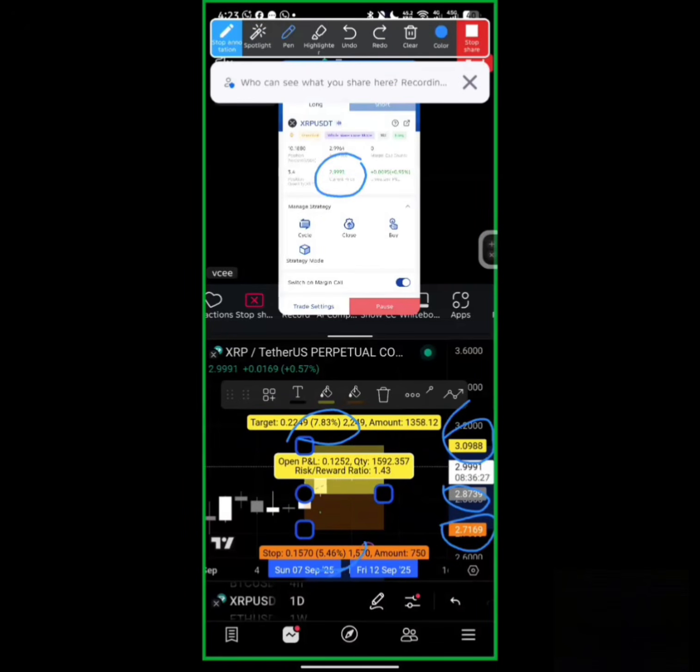So if the coin goes against us, we will lose 5.4% of our capital. And with the 10x leverage, it means we will lose 54% of our capital, 54.6% of our capital. So if you have just $1 in the trade, you are only going to lose $0.54. That's why we say use risk management.